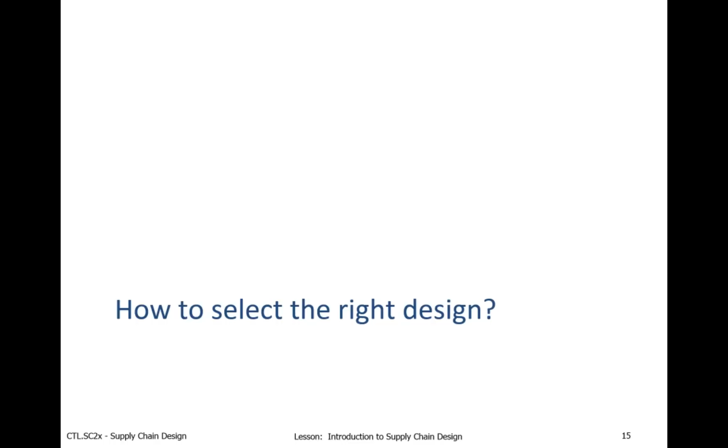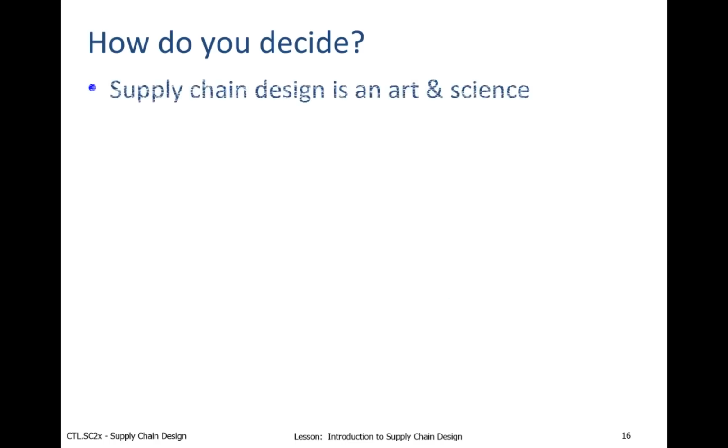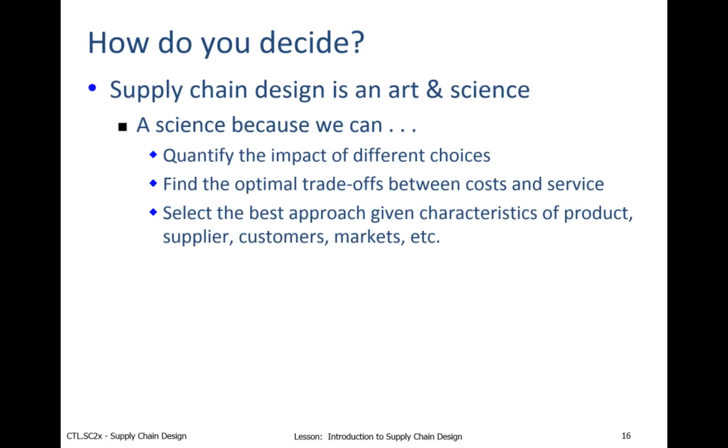So how do you select the right design? Well, it's a combination of both art and science. The science is all the stuff we're going to hit in the first couple of lessons. We're going to show you ways to mathematically quantify the different impact of the choices you might make.